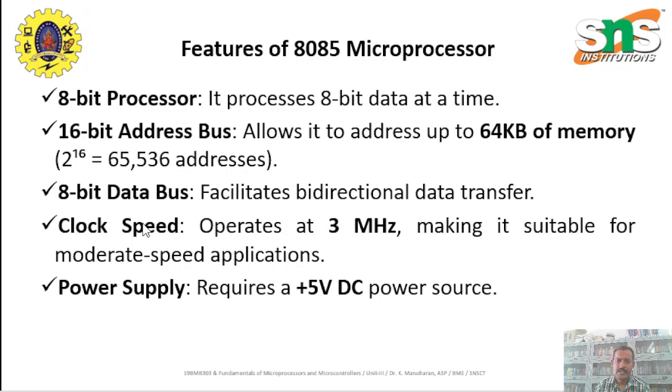So the clock speed: it operates at 3 megahertz, making it suitable for moderate speed applications. So 3 megahertz speed is supported. So 1 by 3, around 0.33. Normally an instruction executes in 0.33, not milliseconds, it is microseconds, because it's 1 by 3 into 10 power 6. If you bring it to the numerator, it's 10 power minus 6. It becomes microsecond. So 1 by 3 is 0.33. So 0.33 microsecond is sufficient to execute the instructions.